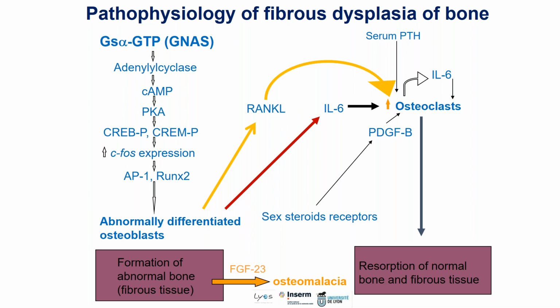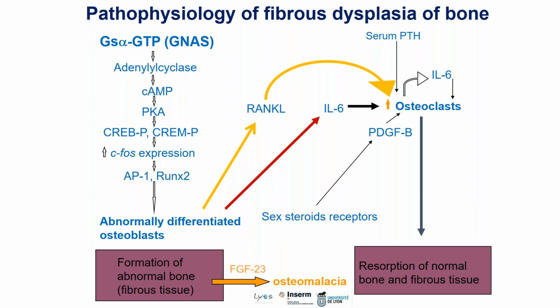vitamin D deficiency. PDGF beta has also been shown to be produced in excess in some studies, and so this leads to the resorption of normal bone surrounding the fibrous tissue that's produced by the mutated cells. And so this leads to bone deformity, probably, and certainly the osteolytic lesions leading to bone fragility and fracture.